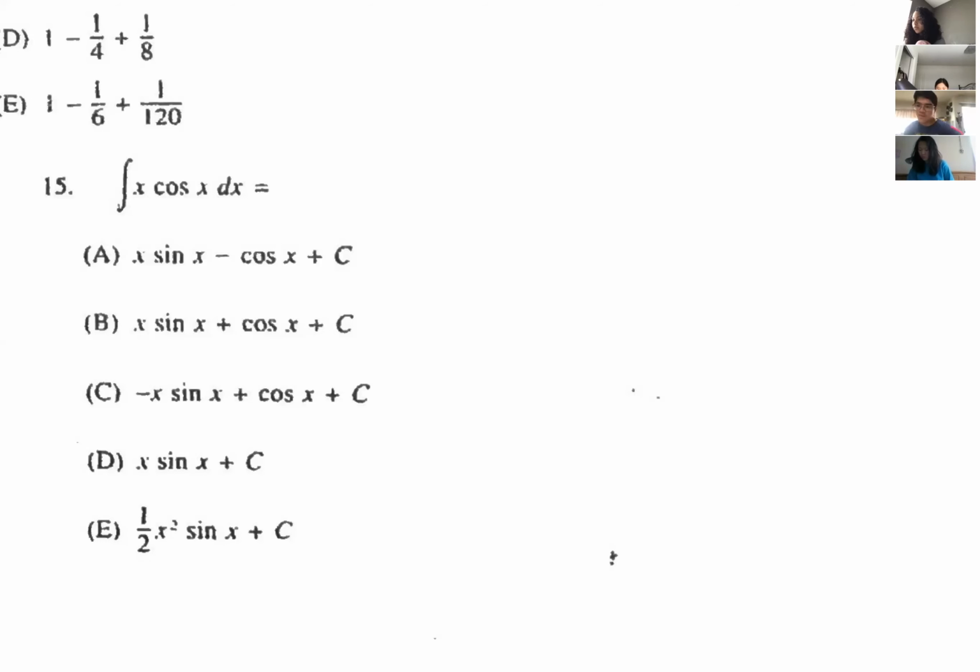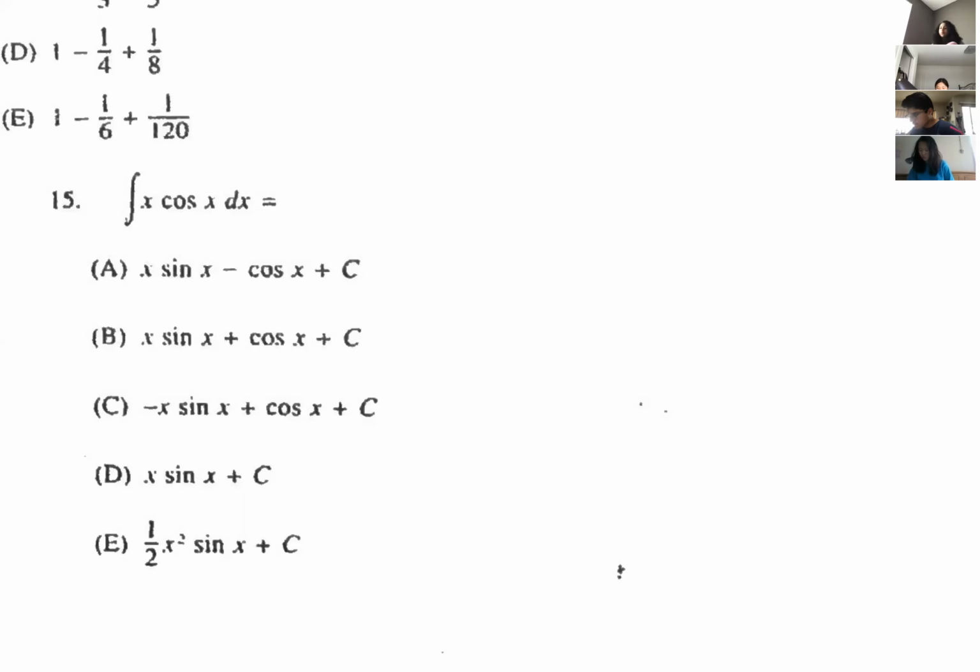So I'm going to do integration by parts here. So using LIATE, u is going to equal, there's no ln, there's no inverse, there's algebra. So I'm going to use x here.